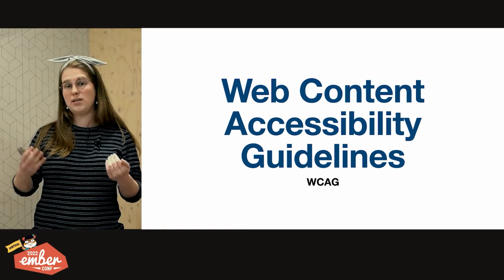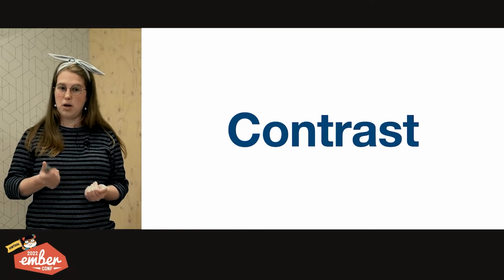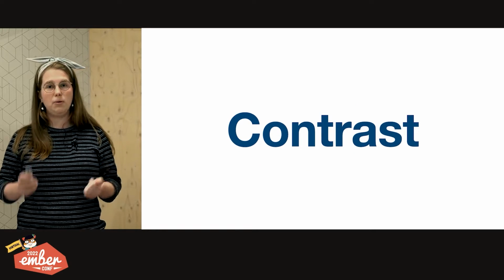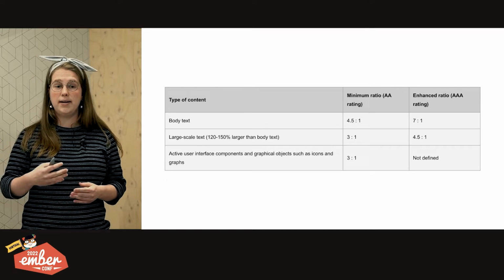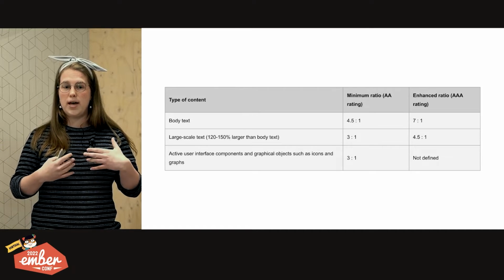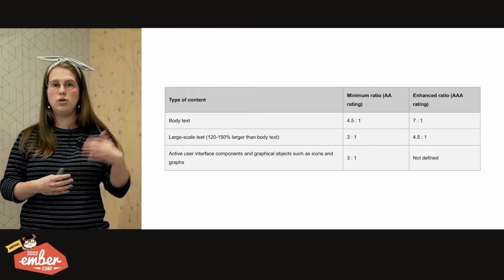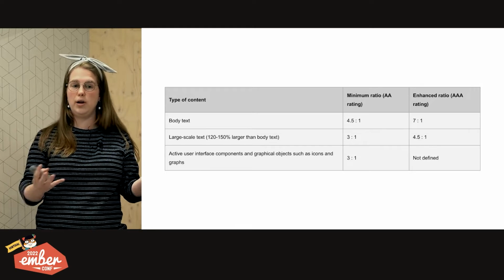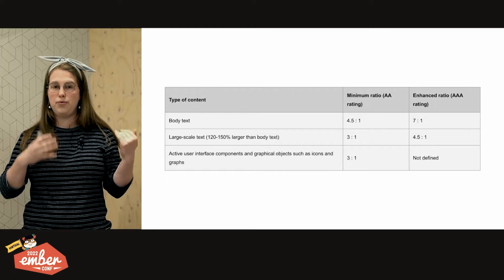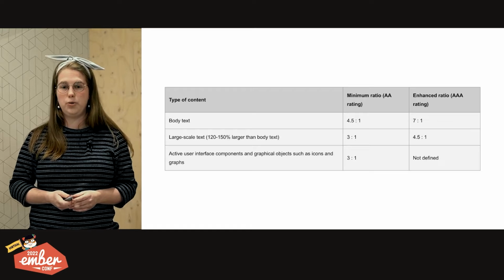So the Web Content Accessibility Guidelines talk about contrast. When they talk about contrast, they're talking about a ratio. So the ratio from the darker color to the lighter color. And they have defined what ratio it should adhere to.